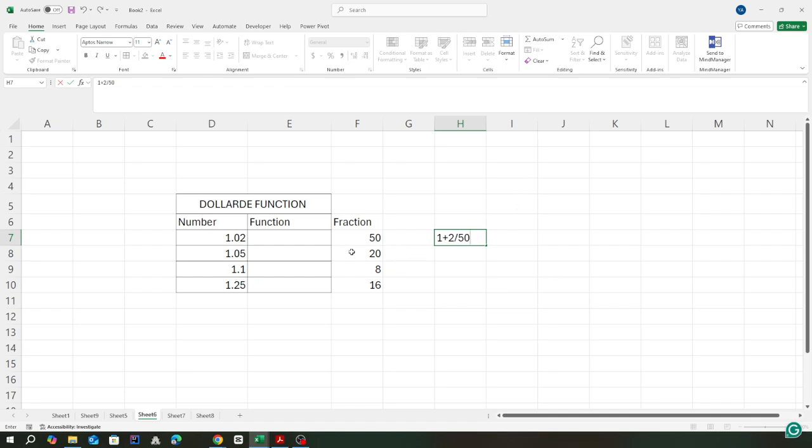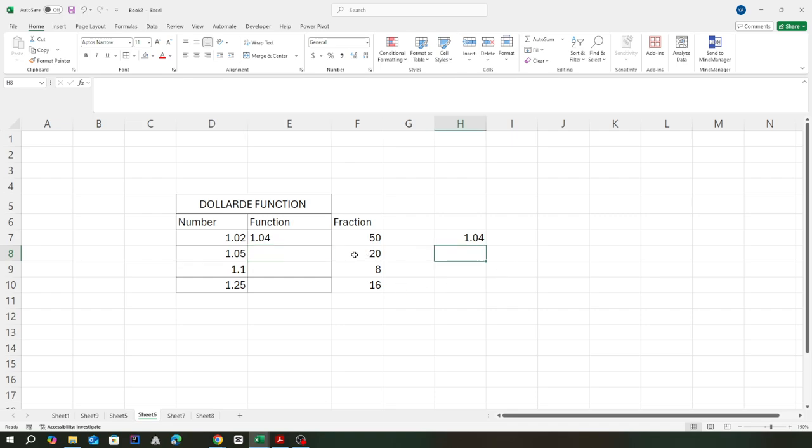So this is the first formula. We have our number, which is 1. We have our decimal right here, which is 2, and we want to divide it by 50. And in this case, it's going to be 1.04. So if I add an equal sign, it's going to be 1.04. Now, if I run my function here, it's going to be $DE. I select my number, and I have my fraction there, and I close my parentheses. It's going to be 1.04.